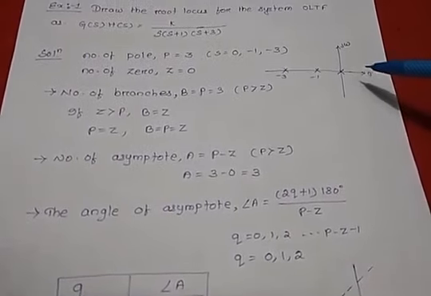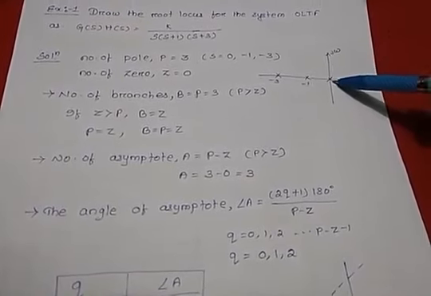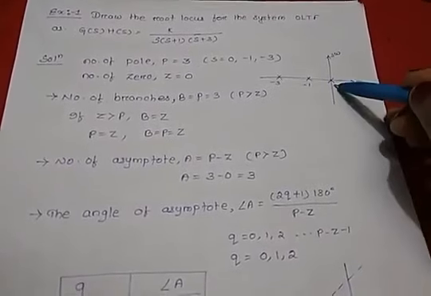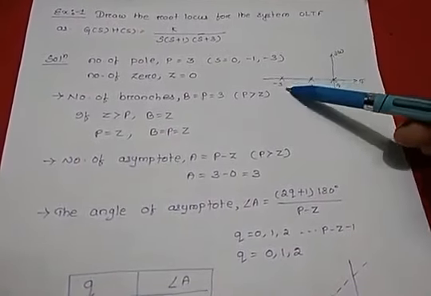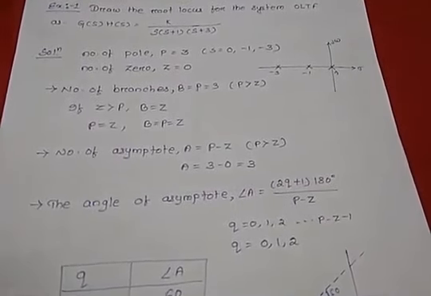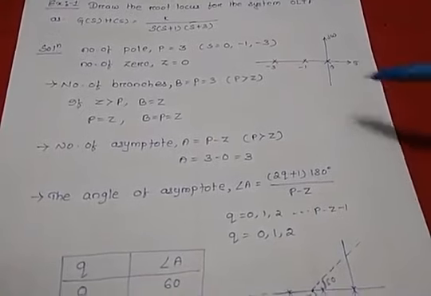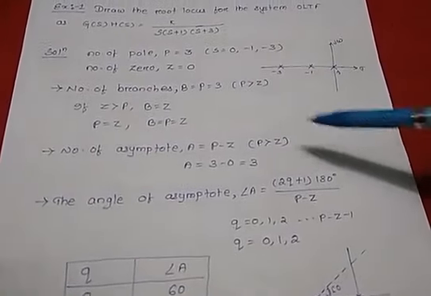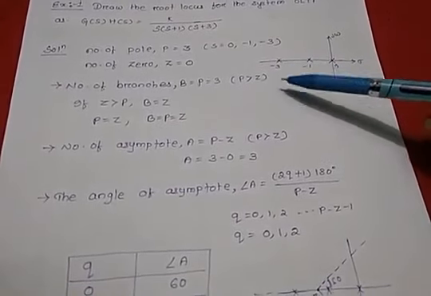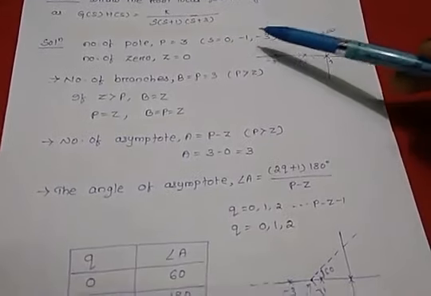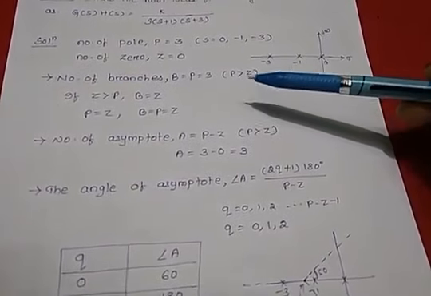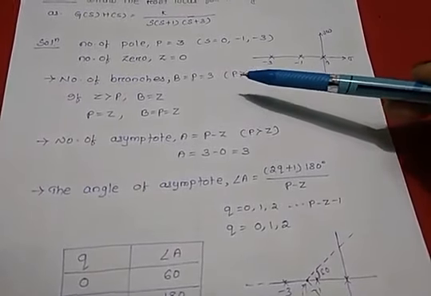Now, as we know, the poles are represented by the cross mark. Here we have a pole at 0, a pole at minus 1 and a pole at minus 3. This is our real axis and this is our imaginary axis. Next, to find the number of branches, we know the number of branches equals P if P is greater than Z. As here P is 3 and Z is 0, therefore P is greater than Z, so the number of branches equals the number of poles, that is 3.